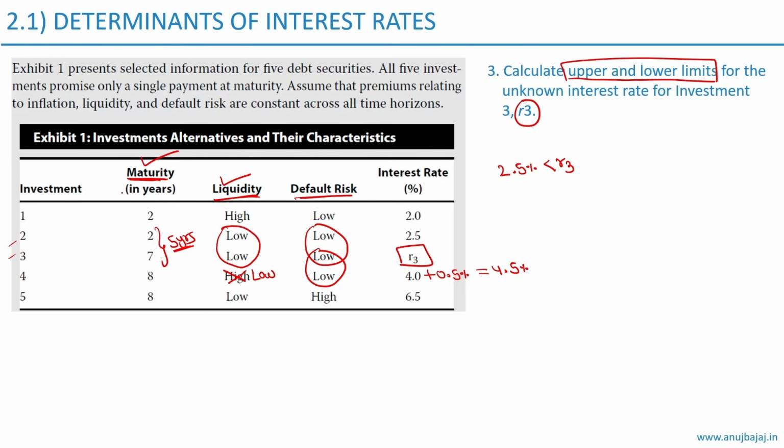Now comparing investment 3 and 4, the liquidity profile and the default risk are the same, but the maturities are different. Investment 4 having high maturity compared to investment 3 should also provide you with a higher interest rate. So we can conclude that the interest rate on investment 3 should be lower than 4.5% to reflect the shorter maturity. So these are the upper and lower limits for R3.